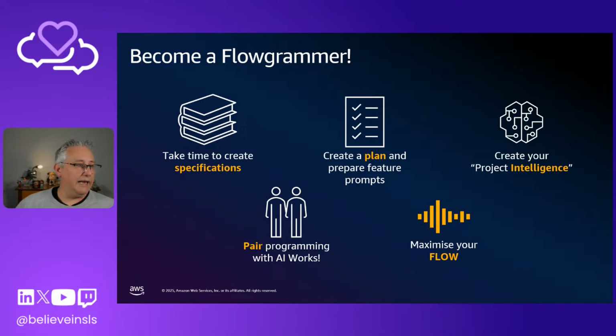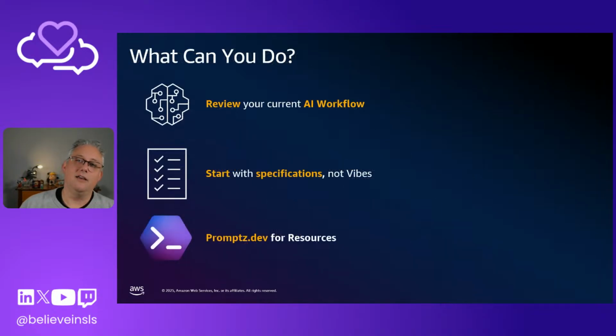What do you need to do to get here? What can you do today? What can you go and do today to maximize your flow, maximize your vibe, and turn into a flow runner? Well, I think everyone should take a look at your current AI workflow and behavior tracking. Really start to look at starting with specifications for larger projects, not vibes, because that's what drives reality.